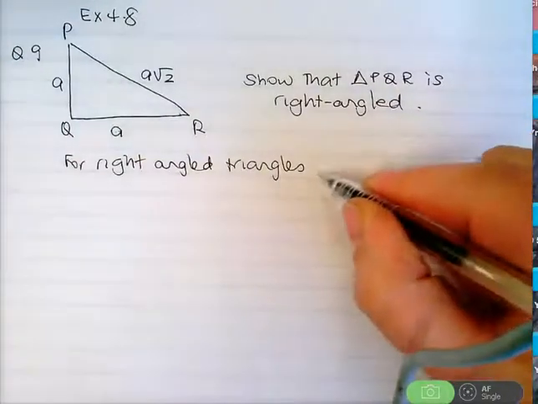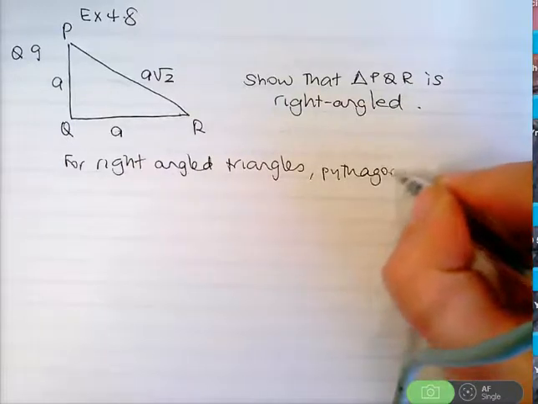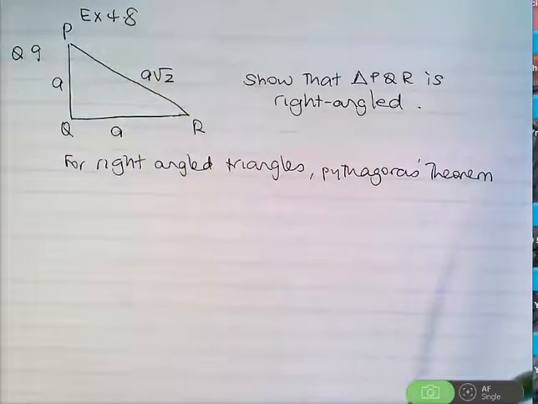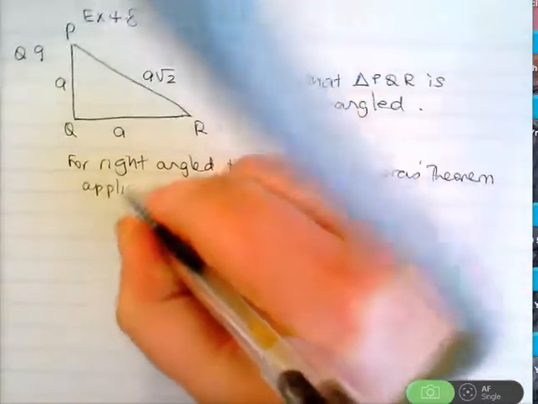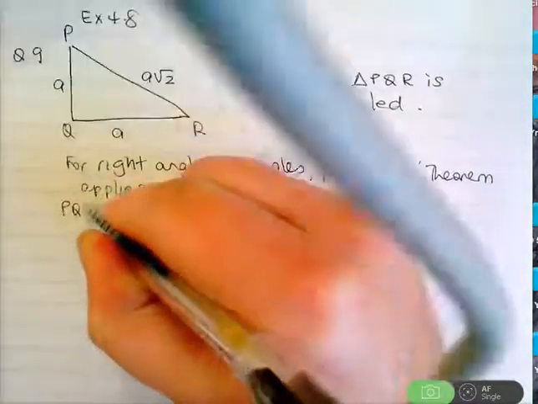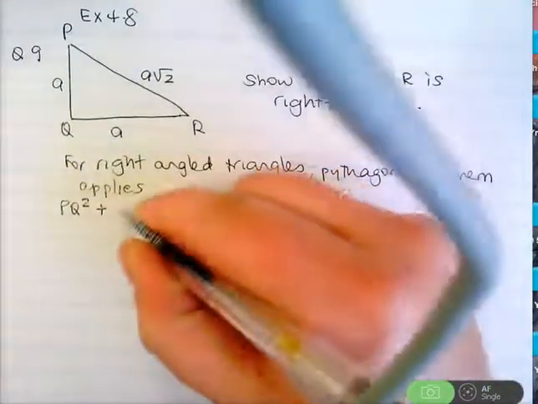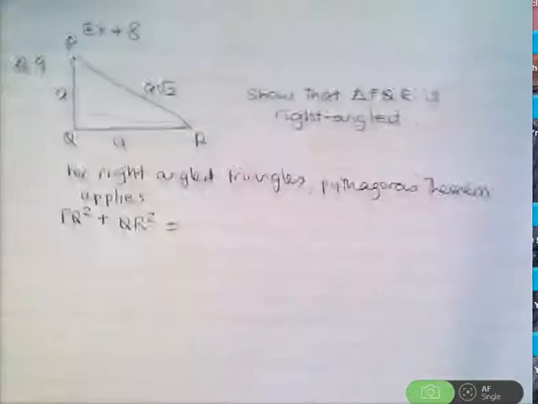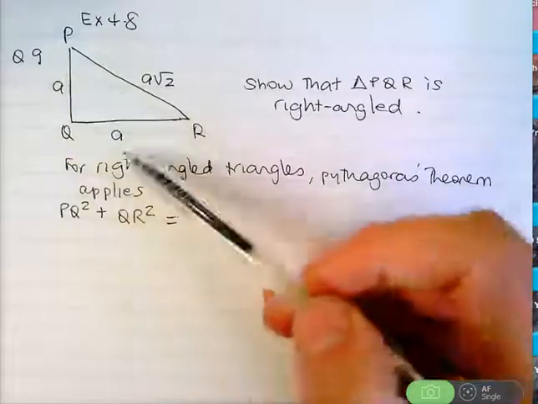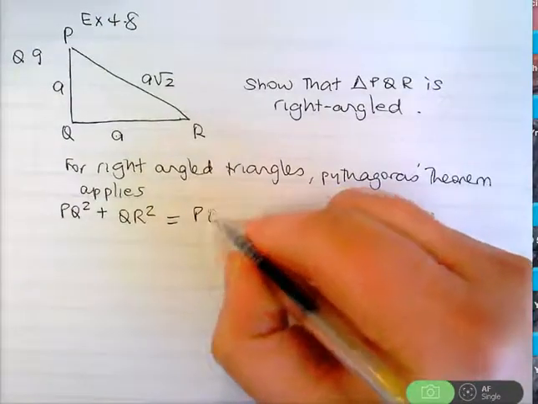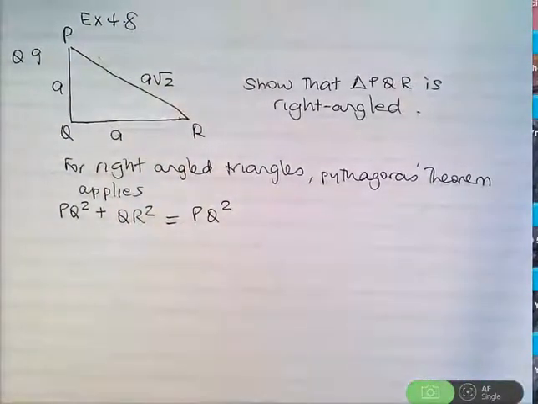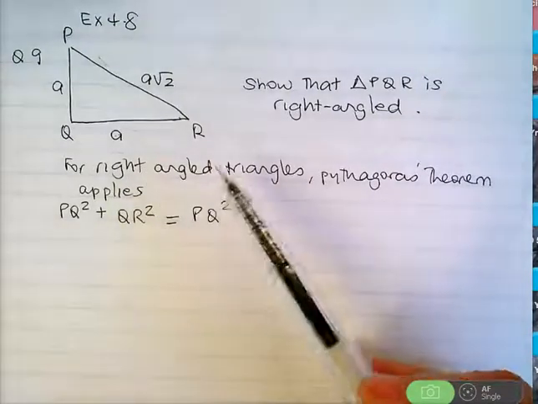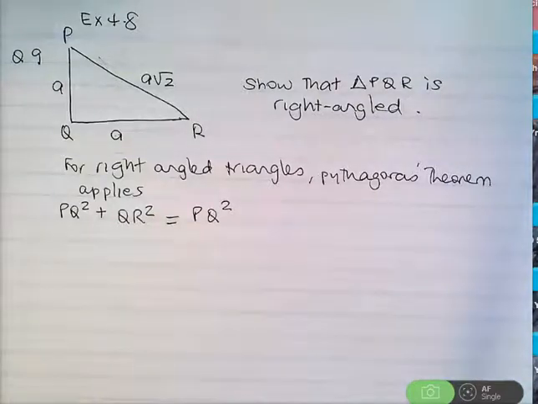So, for right-angled triangles, we know that Pythagoras' theorem applies. So we will know that, for example, PQ squared plus QR squared. So we'll know that, girls, for right angle triangles, the sum of the two shorter sides squared should equal the longer side squared, okay? So that's what should apply for Pythagoras' theorem. If it's a right angle triangle, Pythagoras' theorem will work.